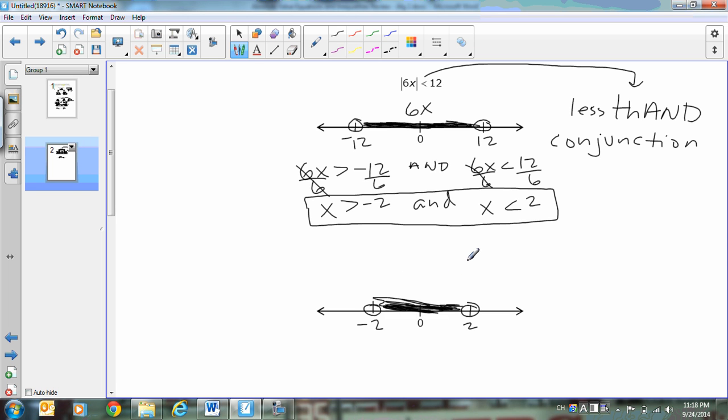Now I want to show you one more quick thing, and that is whenever we have a conjunction, this only works when we have a conjunction with a less than symbol. Instead of writing two statements joined by the word and, we could also write a compound inequality. All right, take a look at this. 6x is at the same time bigger than negative 12 and less than positive 12, all at the same time. So instead of writing two statements, we could write that as one compound inequality.